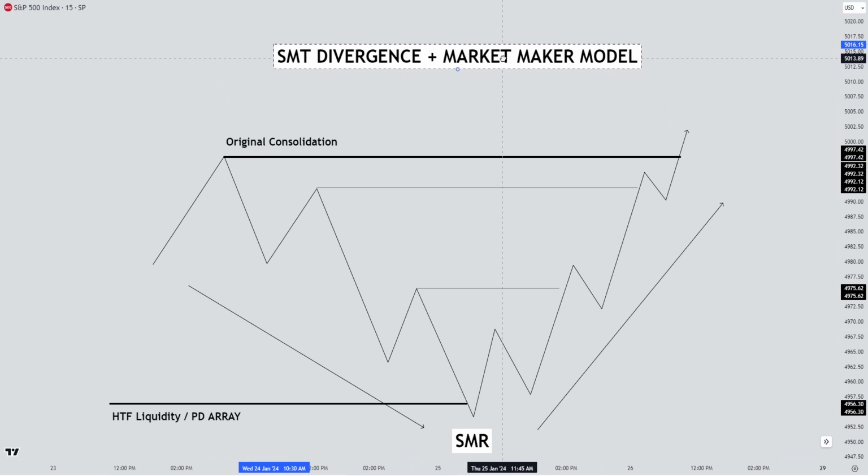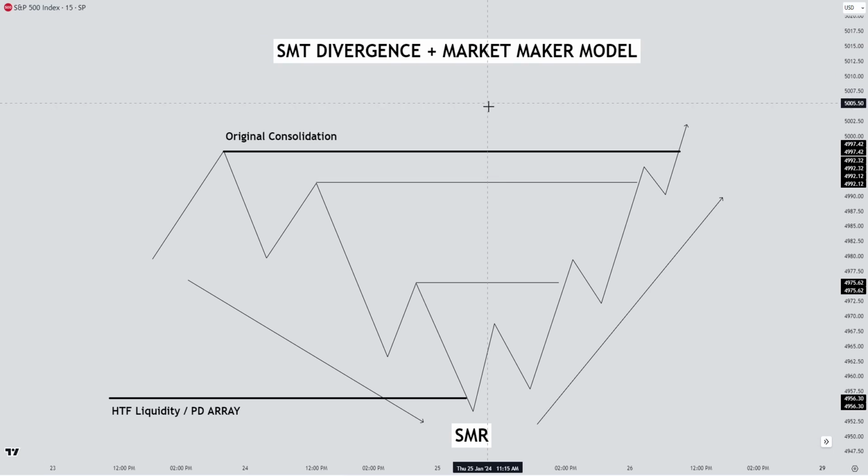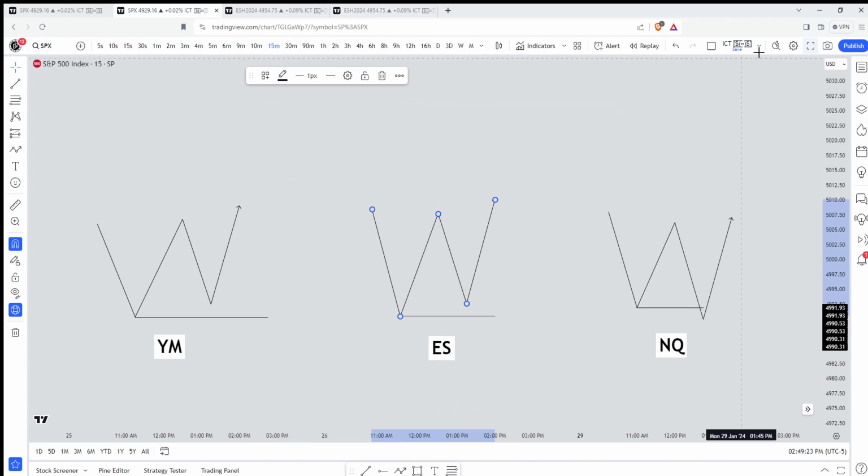What we can also utilize is SMT divergence, which is what I'm going to talk about in this lesson, which is at the higher time frame liquidity or PD array. What's a PD array? That could be a fair value gap, order block, breaker block, mitigation block, things like that. We can hunt for an SMT divergence between ES, NQ, and YM. So we're going to be diving into what that looks like right now.